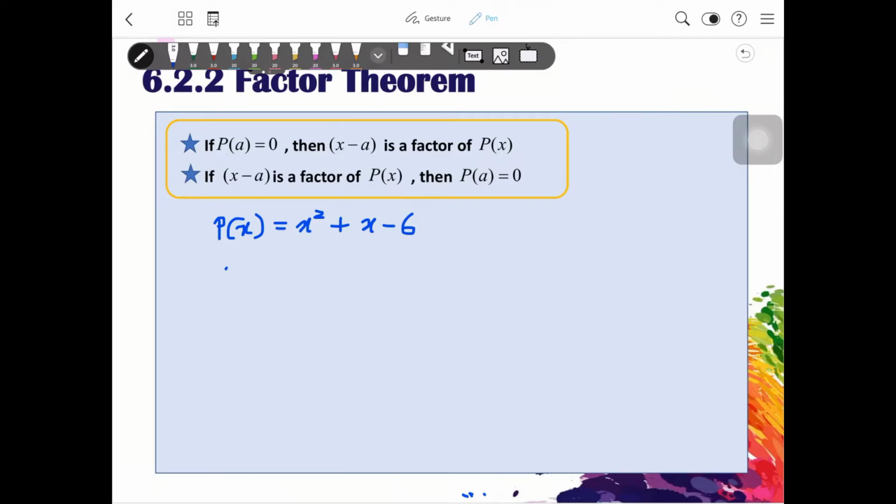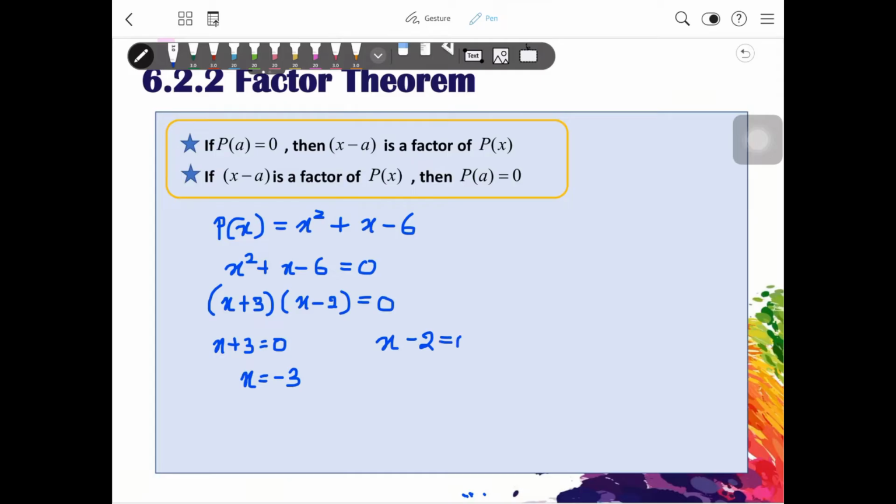And if you want to factorize this, we will let x squared plus x minus 6 equal 0. Then we factorize: (x + 3)(x - 2) equals 0. So x plus 3 equals 0, x equals negative 3, and x minus 2 equals 0, x equals 2. I explained this because it's related to what follows.